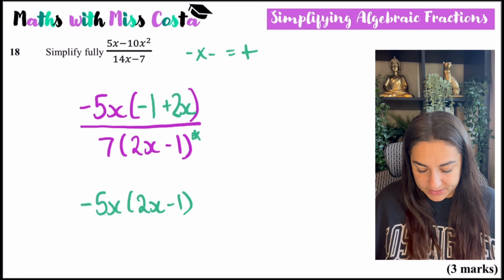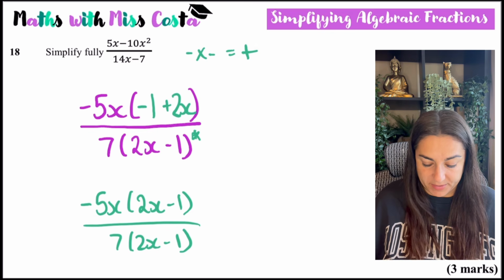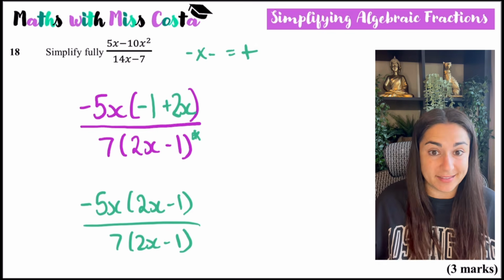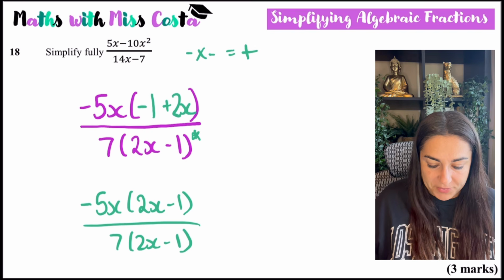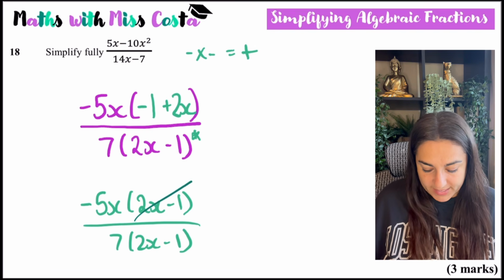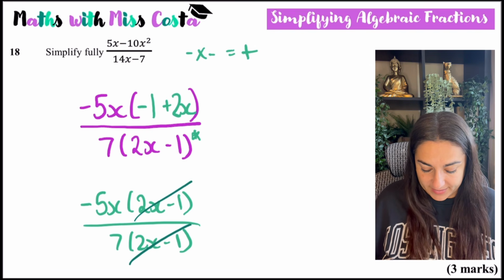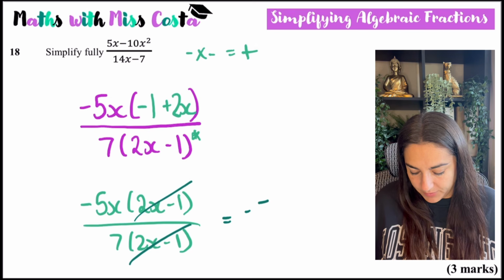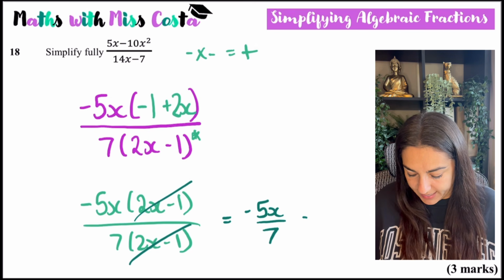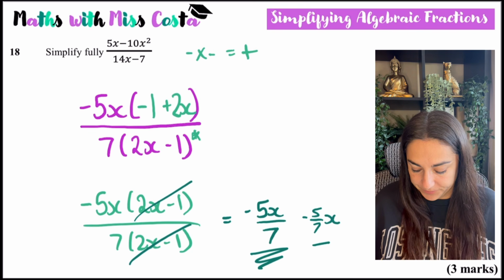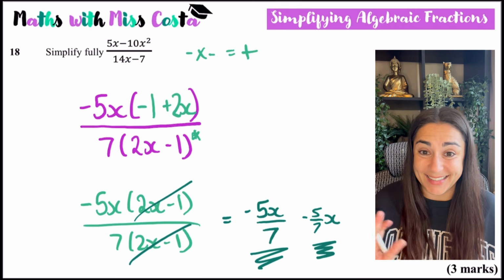same, and writing 2x minus 1, we can just write it a little bit neater, but it means the same. -1 plus 2x is the same as 2x minus 1. So now the numerator and the denominator have a bracket that can cancel out, and you would be left with -5x over 7. Or you could write it as -5/7 x, whichever is absolutely fine. But that's the little trick.